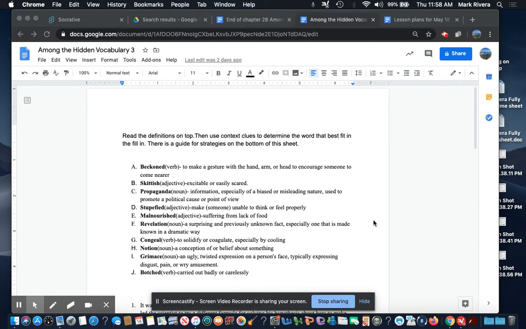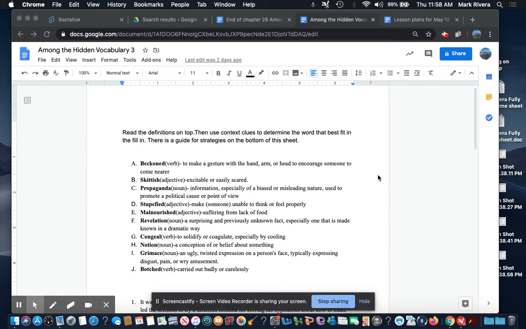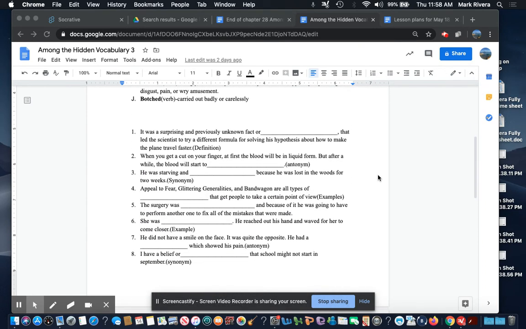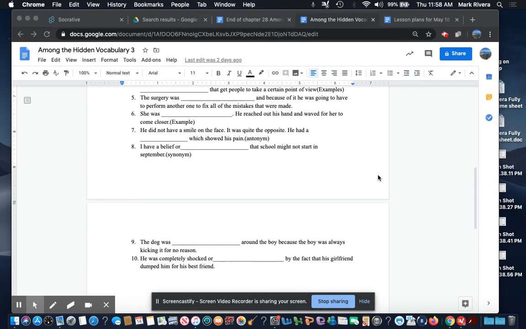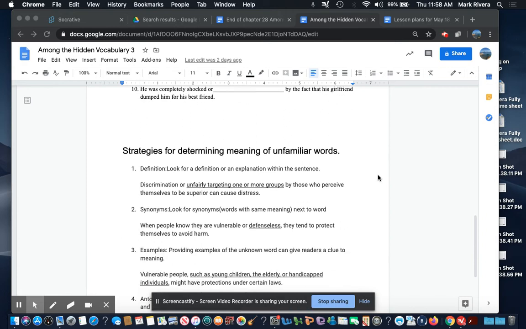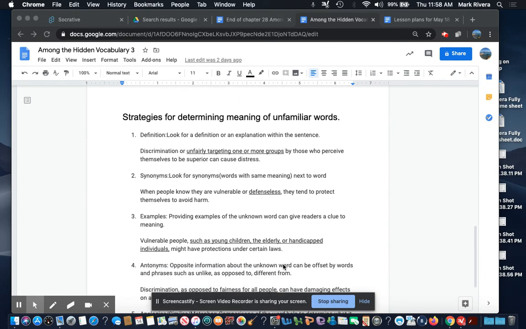Okay? All right, so this is your vocabulary, right? These are new words. I'm going to go over the definitions. After I do that, you guys will be using these words to do the fill-ins, okay? So remember, when you go to do the fill-ins, you need to make sure that you're using context clues. And again, these are the strategies that you can use, okay?